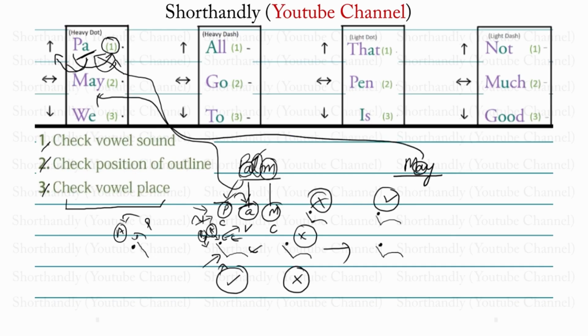Now let's see what is the position of the outline. It says on the line, so the first outline we'll start making from on the line. Now the last step is to check the vowel place. This May vowel says on the second place. Alright, now let's make this word. First of all, let's break it.